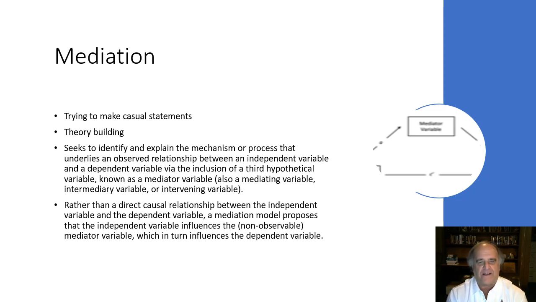Rather than a direct causal relationship between the independent variable and the dependent variable, a mediation model proposes that the independent variable influences the non-observable mediator variable, which in turn influences the dependent variable. Of course, to study it, we have to make that mediator variable then observable. So even though we say non-observable here, to study the process, the mediator variable has to become observable or measured.